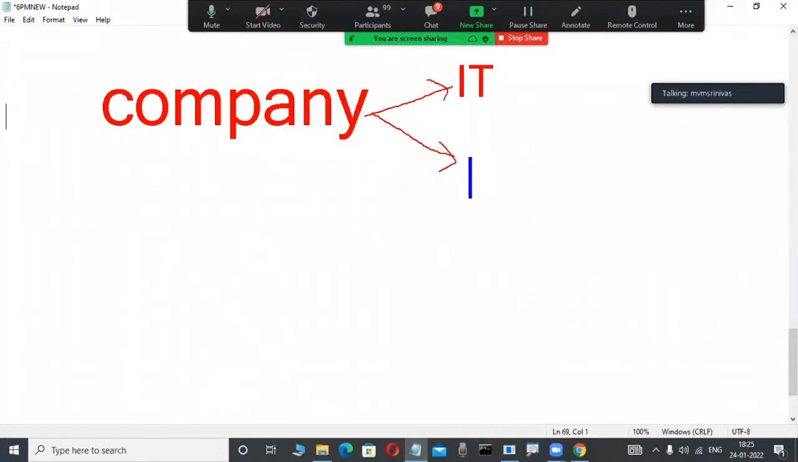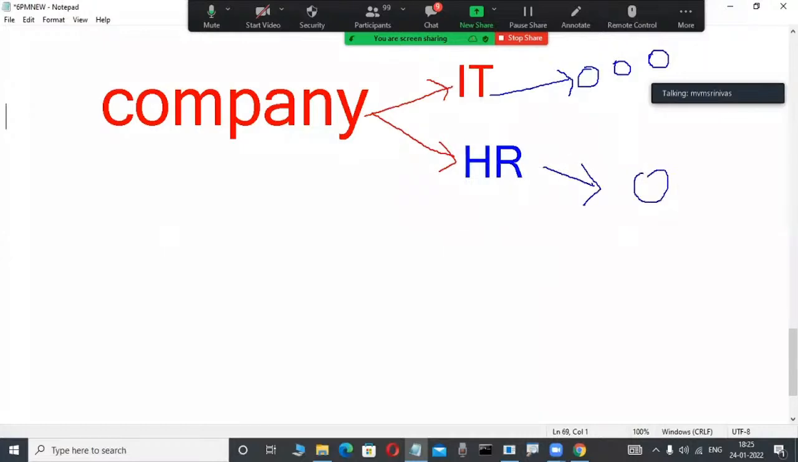For example, HR is a department. In this IT department, suppose your son or daughter is joining a company, they are also working in the IT department. In this IT department, 3 employees are working, for example. Again, in the HR department, 1 employee is working. This is a small scenario. In a company, an IT department and an HR department are there. One company, 2 departments. In the IT department, 3 employees are working. In the HR department, 1 employee is working.